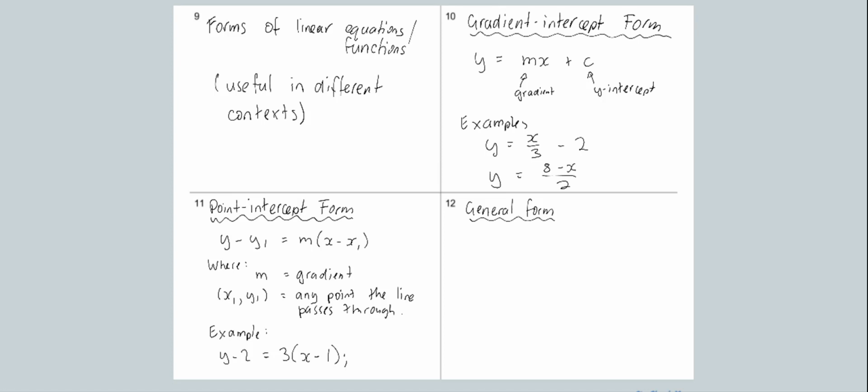I'll actually just do one more example. Y minus 2 equals a half x plus 1. Okay, that represents the line whose gradient is, yell it out.